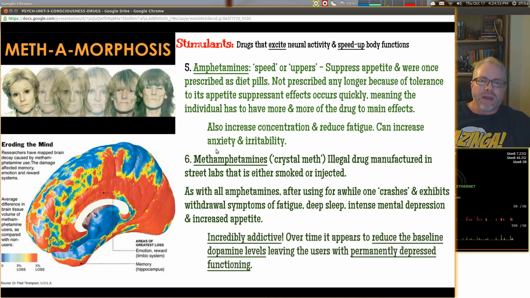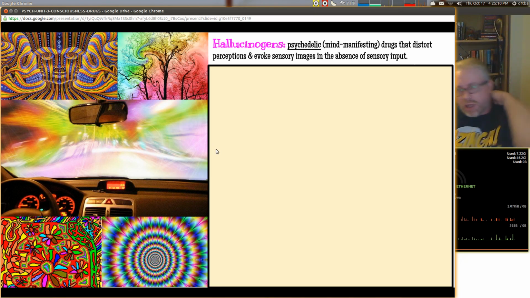This is incredibly addictive, and over time it appears to reduce the baseline dopamine levels. It causes massive changes to the brain, as you can see on the left. And over time, it reduces the baseline dopamine levels and leaves users with permanently depressed functioning. Let's look at hallucinogens.